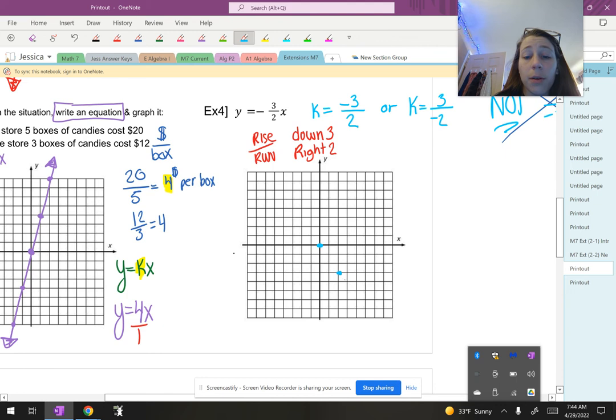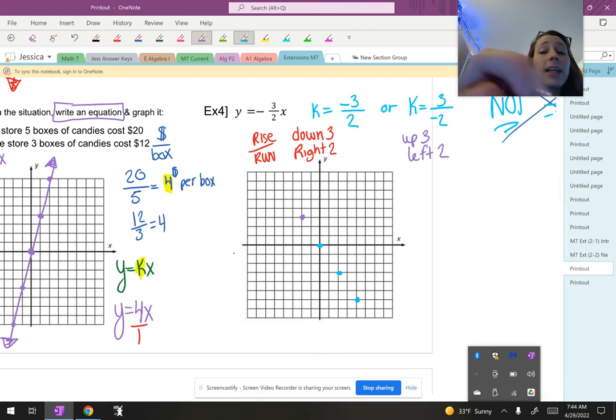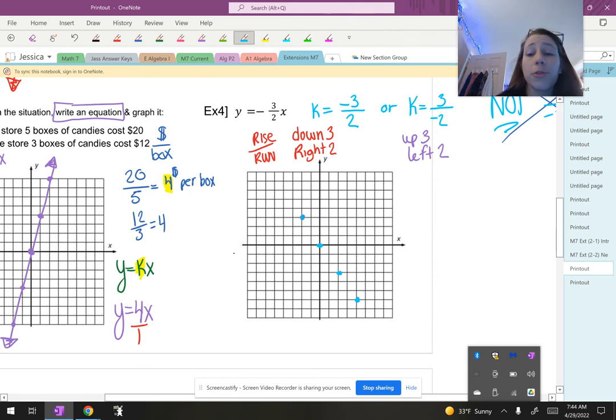And then I can just keep going. 1, 2, 3, right 2. Okay, and then to go backwards, we're just going to use the other k value. Instead of going down 3, we're going to go backwards and go up 3. 1, 2, 3. And instead of going right 2, we're going to go left 2. So again, you're assigning that negative either to the top or the bottom, but you're never doing them both negative at the same time. So again, 1, 2, 3, 1, 2. And you can go ahead and make your line after that.